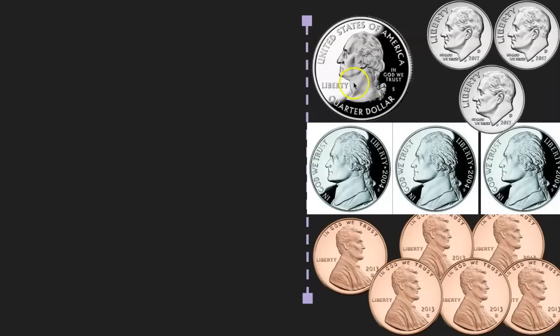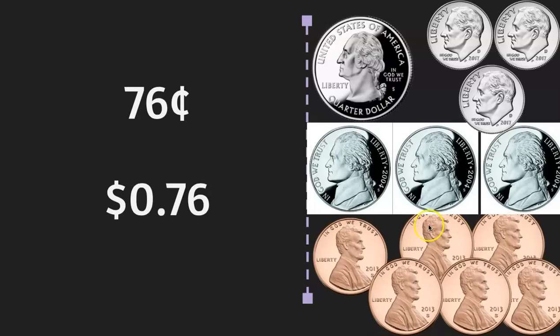Start with the quarter. 25. Good. 35. Now we're counting by 10. So 25, 35, 45, 55. And now we're going to start counting by fives. So we're at 55, 60, 65, 70. Now we're going to start counting by ones. 71, 72, 73, 74, 75, 76. So you could write it like this: 76 cents or $0.76. So remember, we have that decimal point to separate our dollars and our cents.